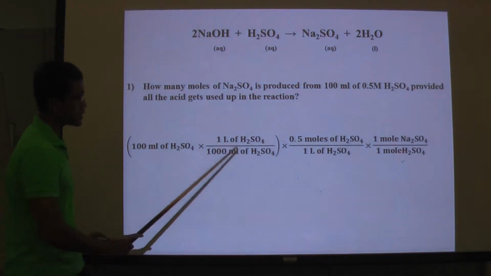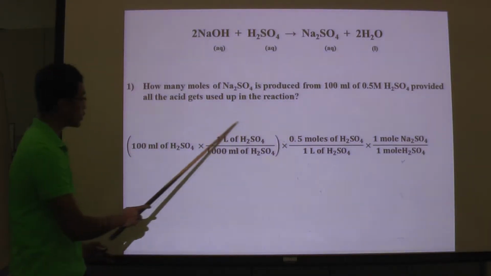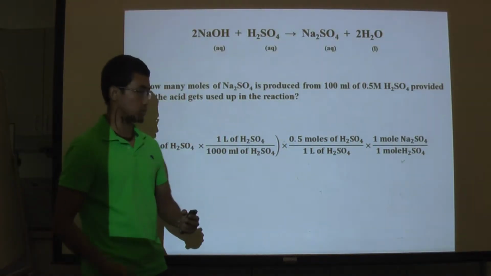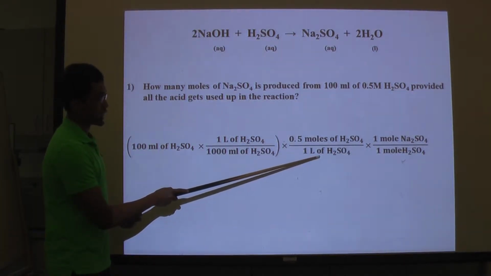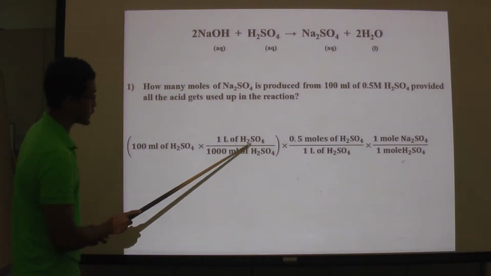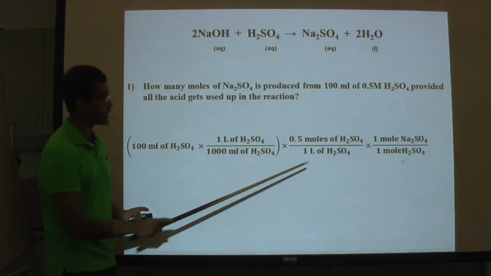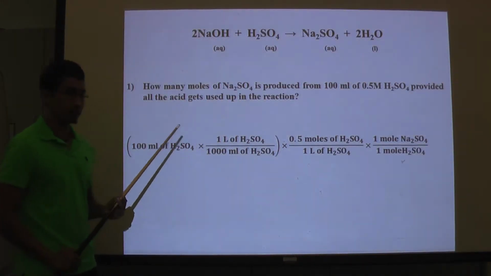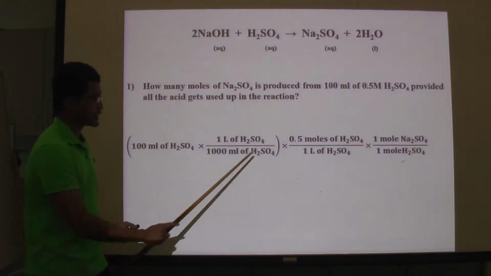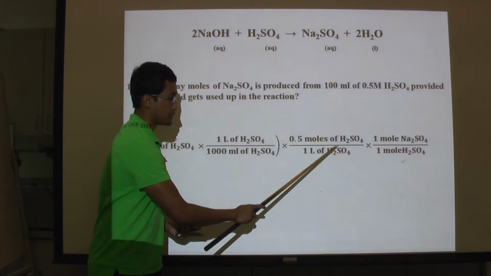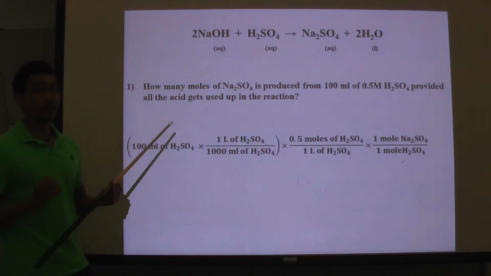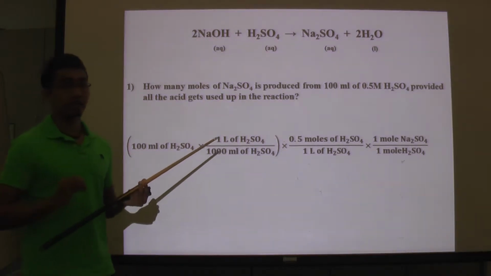So from here up to this point, this whole thing will give us the number of moles of sulfuric acid that has been provided to us. So we have 0.5 moles and 1 liter down at the bottom. This liter of sulfuric acid will cancel out, leaving us with moles of sulfuric acid. So we're going step by step. First we have determined the volume in liters, then by multiplying with this ratio, we have found out the number of moles.